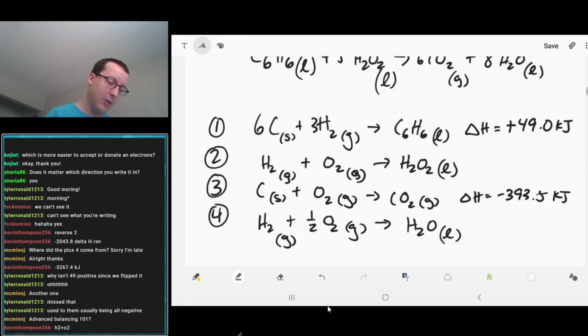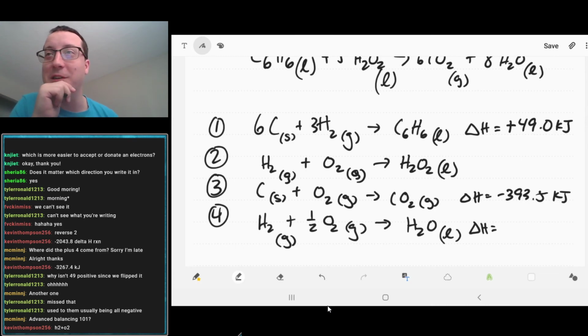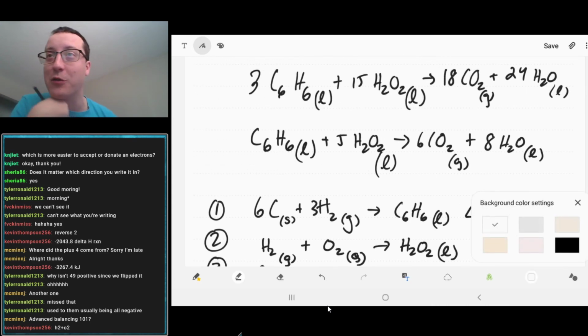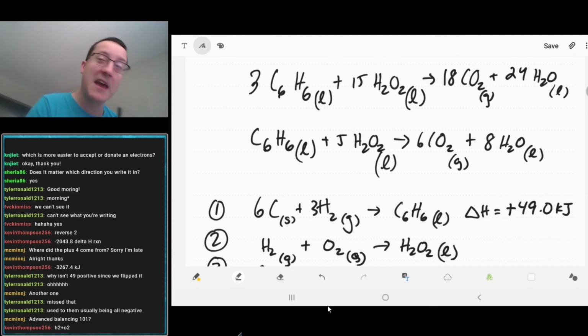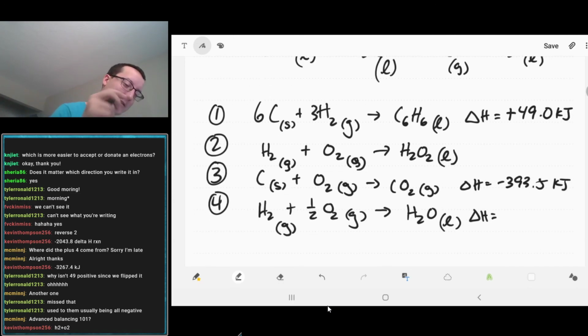Okay, and so technically you don't need to write out all these equations. Technically, all you need to do is look up your delta H's, use your reaction coefficients, and negate them as necessary. But it's always a good idea to write out the real reactions.